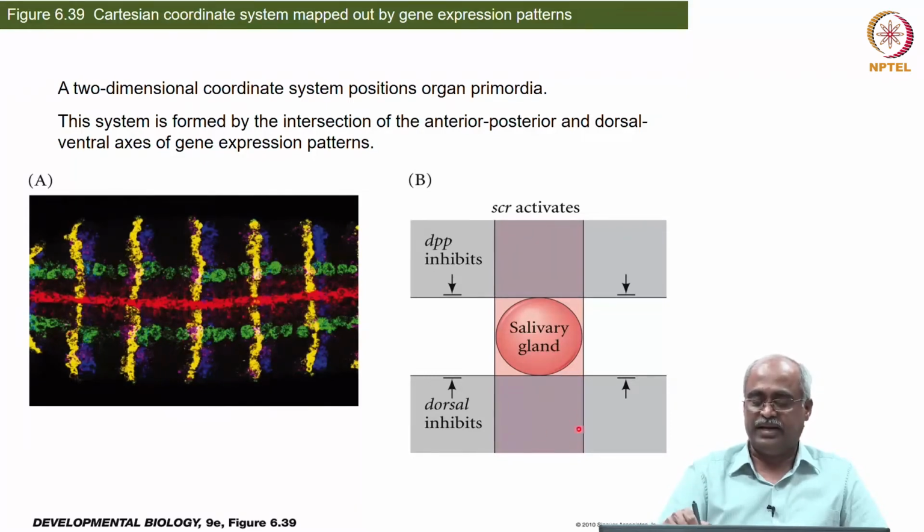So similarly in the ventral region, dorsal, remember dorsal specifies the ventral fate. So the dorsal inhibits salivary gland formation here, and therefore salivary gland forms only in this specific place. So this is how the specific location of each organ formation is determined in this Cartesian coordinate system by the unique set of molecules that are expressed in every group of cells. Okay. So this is how anterior posterior axis formation helps in organ specification in Drosophila.